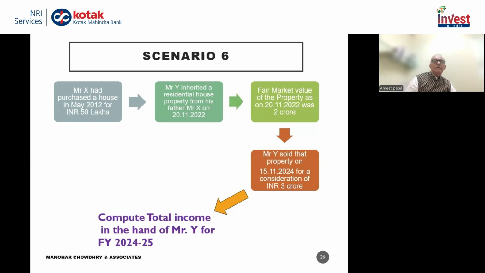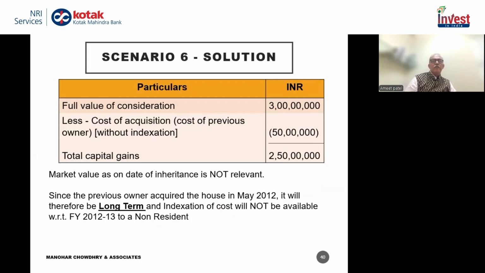Another example: X purchased a house in May 2012 for 50 lakhs. Y inherited the residential property from the father X on 20th November 2022, and the fair market value of the property as on November 2022 was 2 crores. And now he has sold the property on 15th November 2024 for 3 crores. Calculate the taxable capital gains in the hands of Mr. Y. So here the relevant points are: the property was acquired in 2012. It was inherited by the current owner in 2022 and is being sold in 2024.